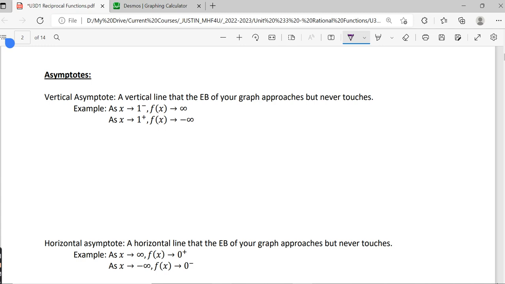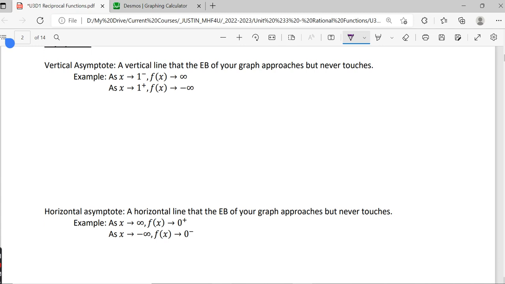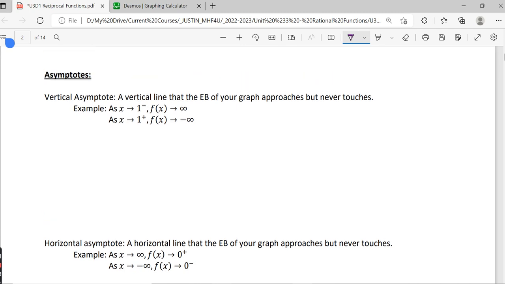Ooh, the asymptotes. Okay, let me go through these asymptotes first, and then I will talk about some of the examples. So a vertical asymptote is a vertical line that the end behavior of your graph approaches but never touches. Let's say this is 2, and let's say this is my graph.